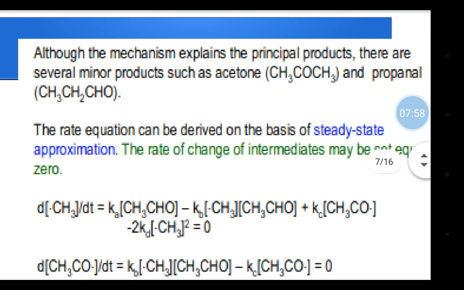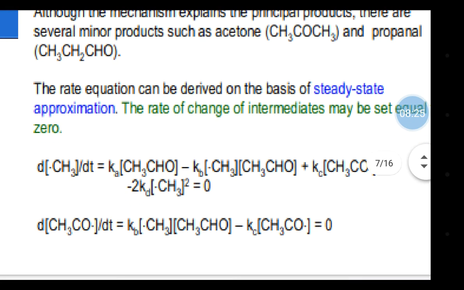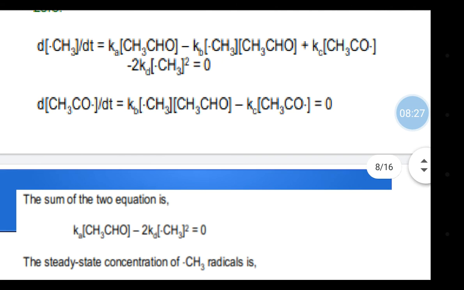Now, the rate equation can be derived on the basis of steady state approximation. For that, first you have to write the rate of change of intermediates. That you know how to write. I have explained it already in the first video lecture, isn't it? You write the rate of change of intermediates and then you set it equal to 0 so that you can derive expressions for the concentration of methyl free radical and the concentration of CH3CO free radical, right?